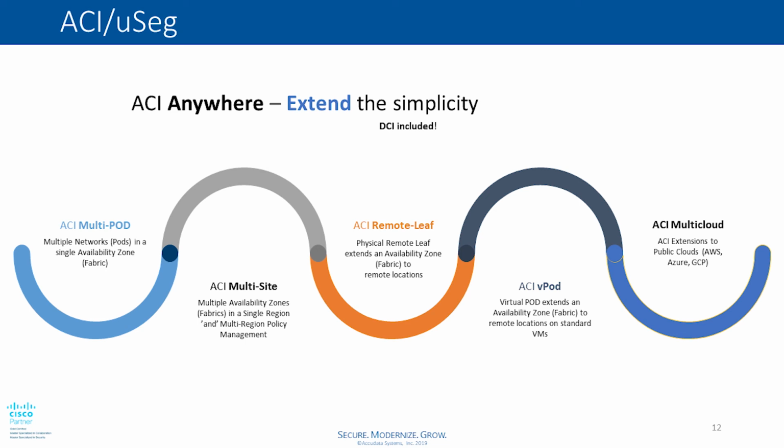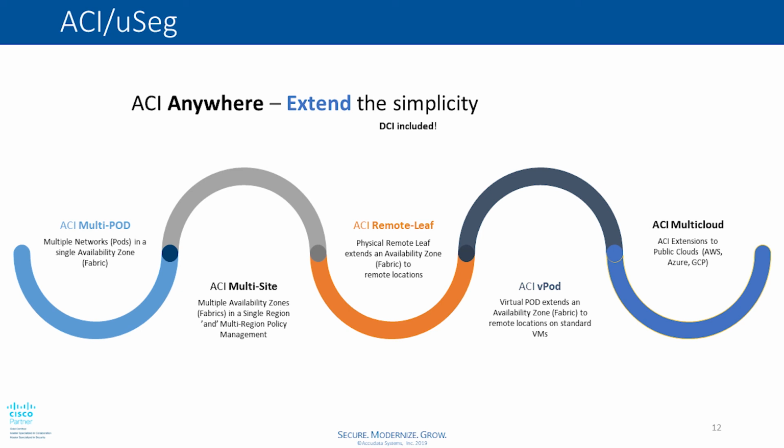Then ACI Multi-Site. This is a multi-fabric environment that is going to be handled by the same cluster of APICs. Then ACI Remote Leaf. This is a physical remote leaf that is going to be extended into a different geographical zone or data center, and this ACI Remote Leaf can be extended through a layer 3 network. ACI vPod. This is for virtualized environments where you don't have space to add an extra leaf. You can virtualize one leaf, and with that you can extend your fabric.